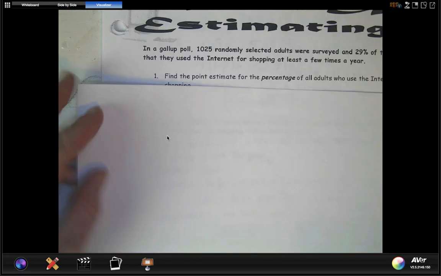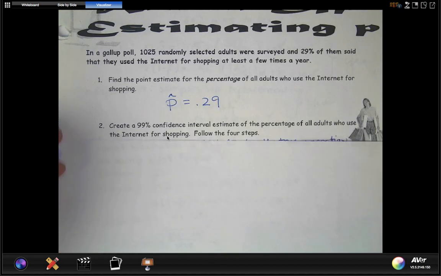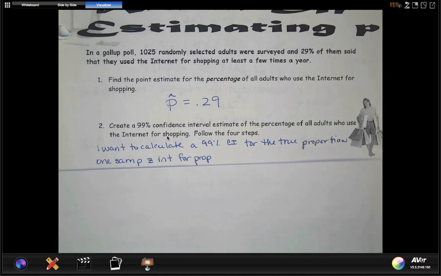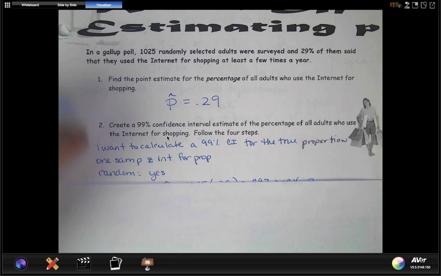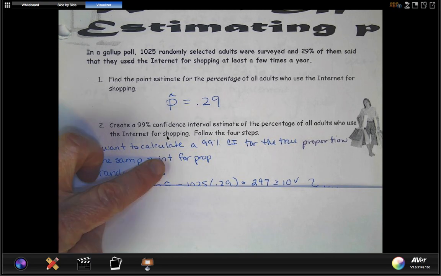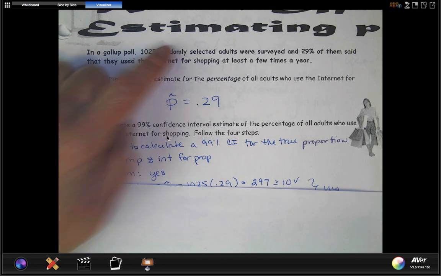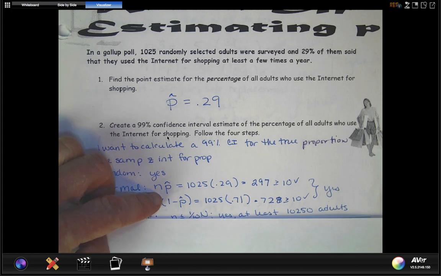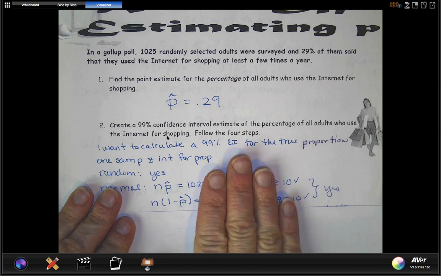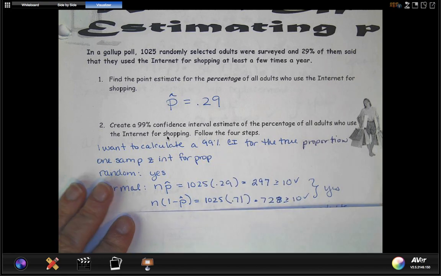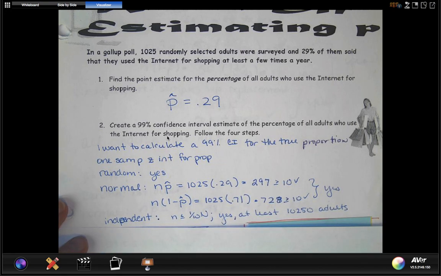Alright, so this one here, point estimate, that's just your p-hat. This is about the proportion. Follow your 4 steps. If you notice, I got self-centered here and said "I want to." If you're still saying "we," it's fine. One sample is the interval proportions. I start to abbreviate. Yes, it's a random sample. Normal, again, you gotta check that n times p-hat, and you gotta show that you did it. Don't just write that. That's not going to work. Independent. So yes, there's at least that many adults.